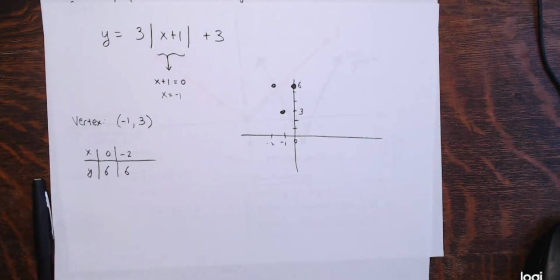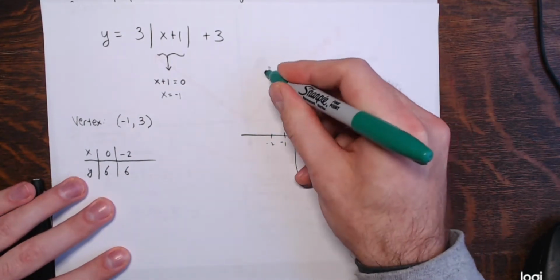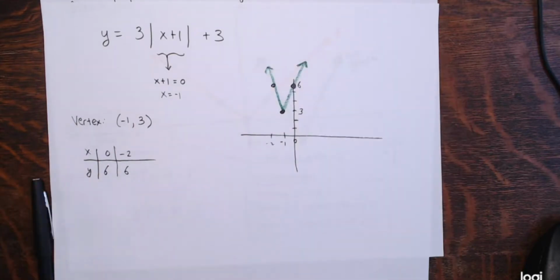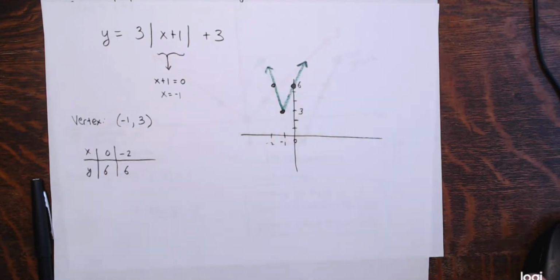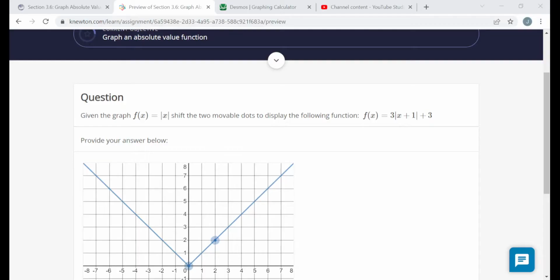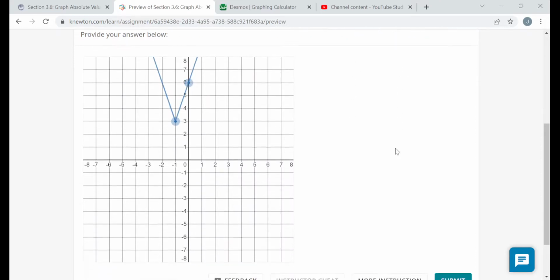And once you have the vertex and a point on either side, you should be able to make that V-shaped graph for these absolute value functions. So I'm just going to move my vertex to -1, 3, and then the other point to 0, 6, and it should be the graph that I want. And there's the graph that I'm looking for, the graph of this function that they want me to draw.